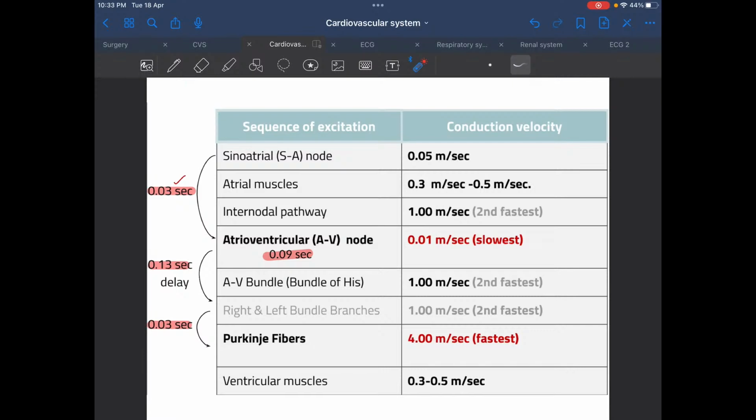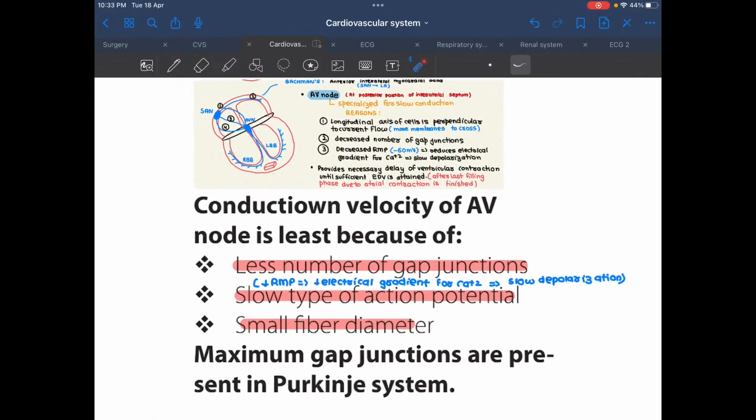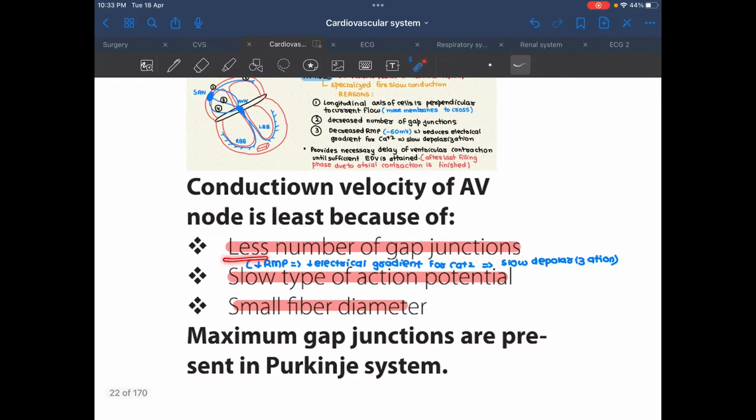I'm so sorry, there was some difficulty in the stream, so we are back again and we've discussed all of this conductive system, so you can revise on your own. Okay? All right. So just seeing the functions, why is the AV node such a slower pathway and why is it behaving like a tortoise? So let's just see. It has a smaller number of gap junctions, so that's one thing. Okay? It has a slow type of action potential that exacerbates the thing, and the last portion is it has a small fiber diameter. Okay?